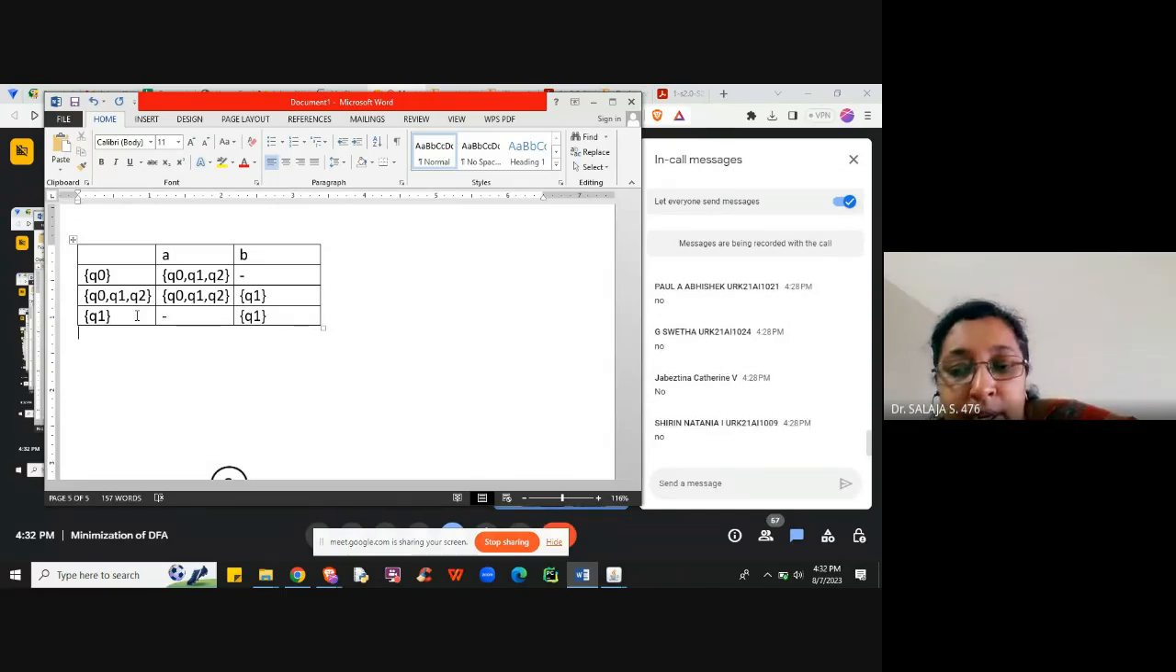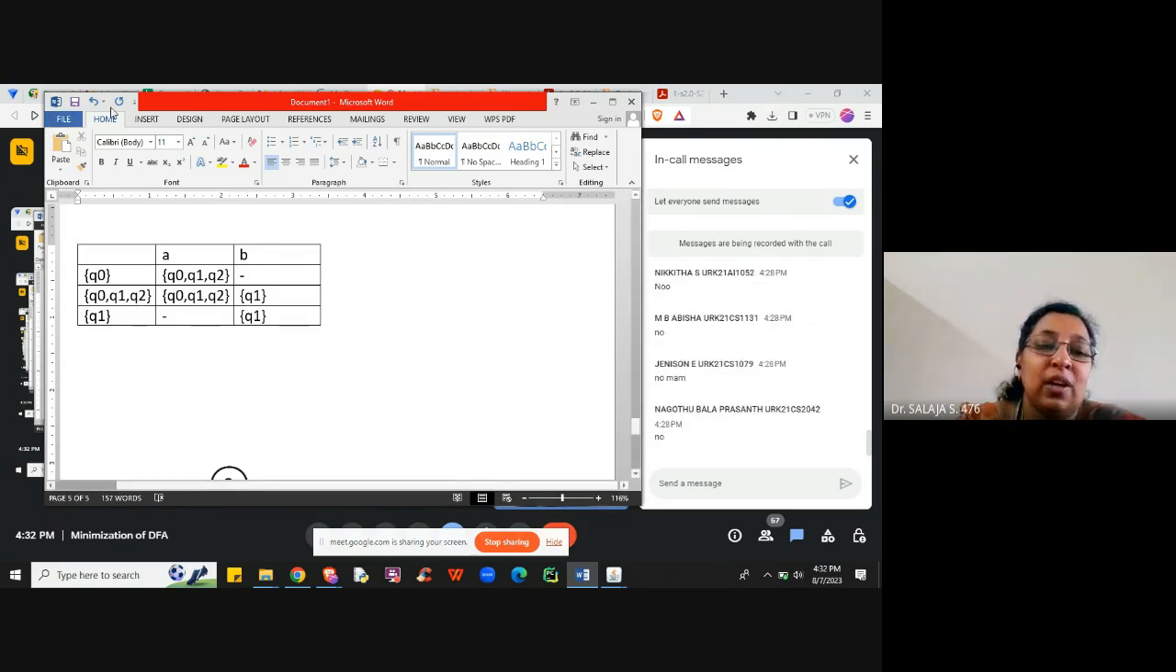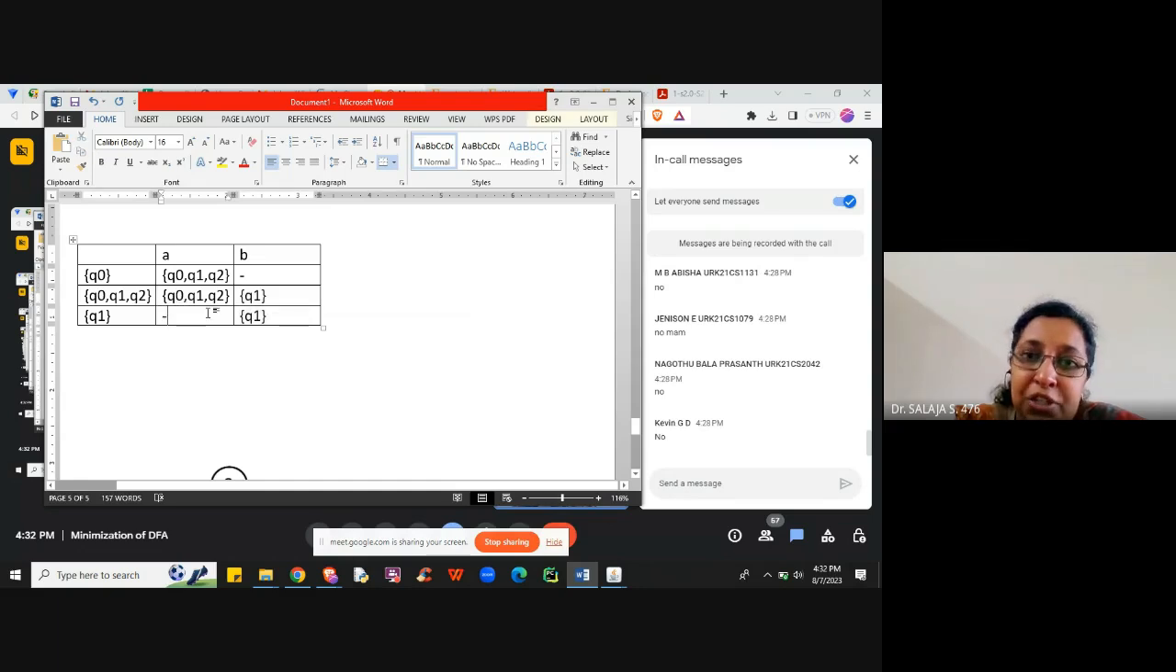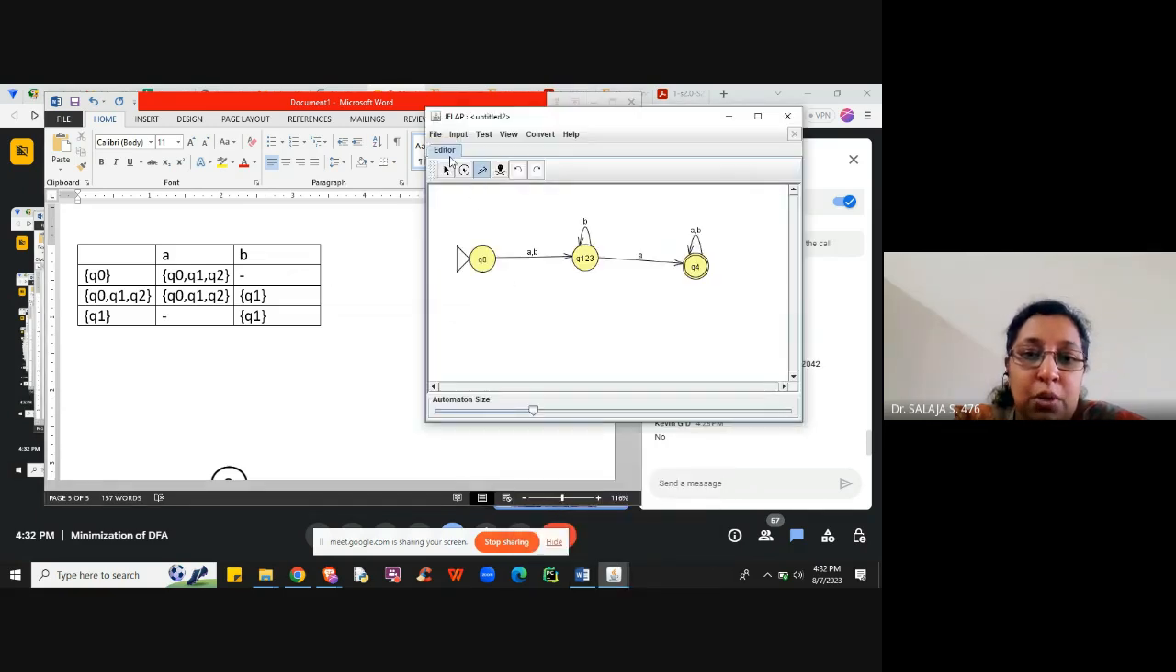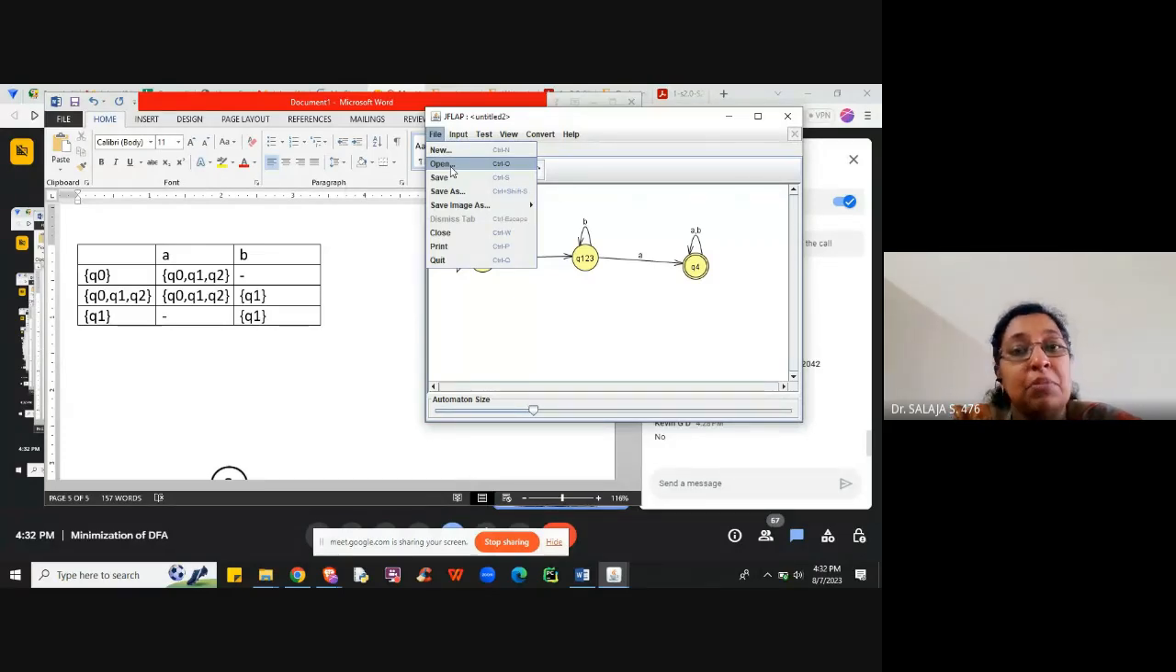Okay, it is not possible because Q0 is an initial state. Q0 is an initial state, and the other two states would be pulled together, but then the transitions are entirely different. Here you don't have a transition at all, and therefore no combination is possible. So whatever you have obtained is the minimized DFA. Sometimes when you convert an NFA to DFA, the result would be a minimized DFA. Sometimes you will never get a minimized DFA, and you are supposed to further minimize it.